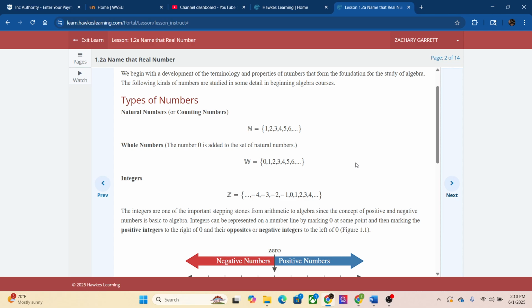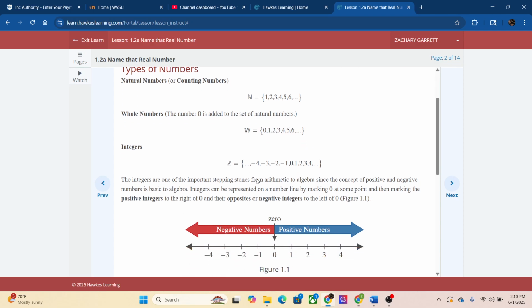So this is following up on chapter 1.1, Types of Numbers. Natural numbers, or counting numbers: N equals 1, 2, 3, 4, 5, 6. Whole numbers: the number 0 is added to the set of natural numbers, so it's just the counting numbers with 0 added. That's designated by the double bar W. And of course, numbers inside of these curly braces is called a set. So this is a set of whole numbers.